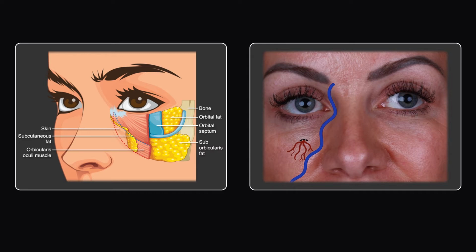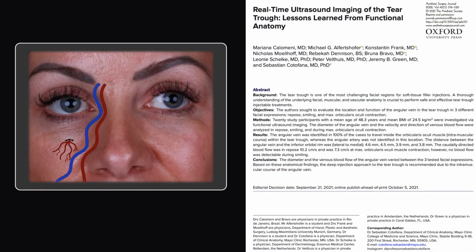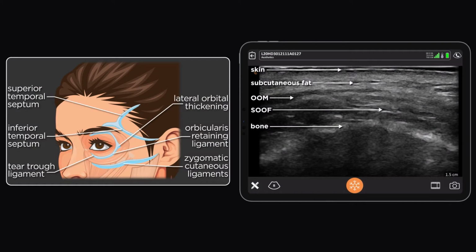So the safe space for tear trough filler gets less and less, lateral to medial. There's very little room and there's a risk of injuring the angular vein. The angular artery is more medial to the vein, so it's a little more protected. That's the findings from this paper from 2022. Let's talk tear trough boundaries.